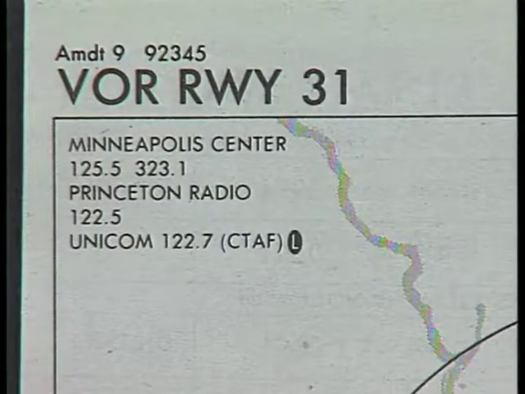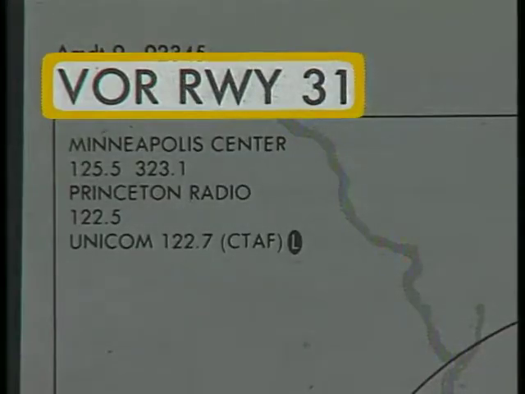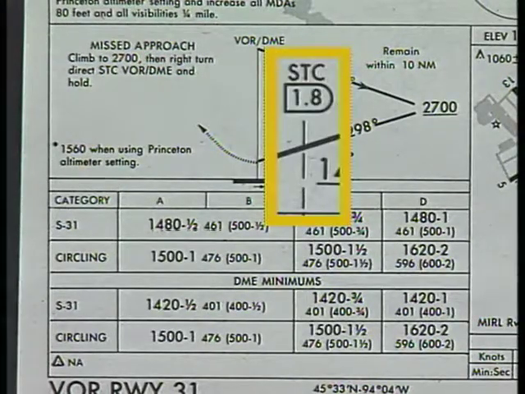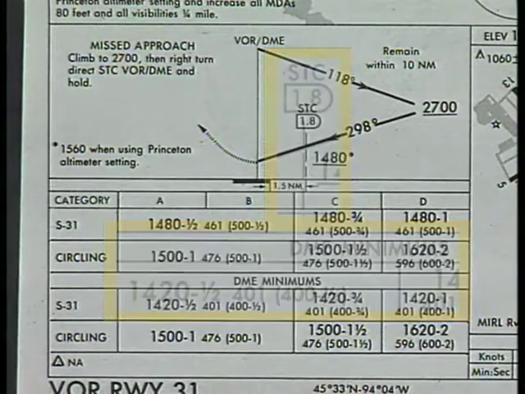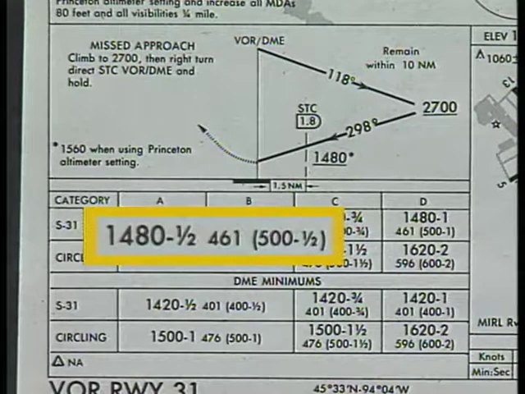Now let's go back to your position on final approach into St. Cloud. Although DME is not required for this approach, you'll be able to descend to a lower MDA if you have the equipment. If you can identify the 1.8-mile DME fix, you're authorized to use a minimum descent altitude of 1,420 feet. Without the 1.8-mile DME fix, the MDA is 1,480 feet.